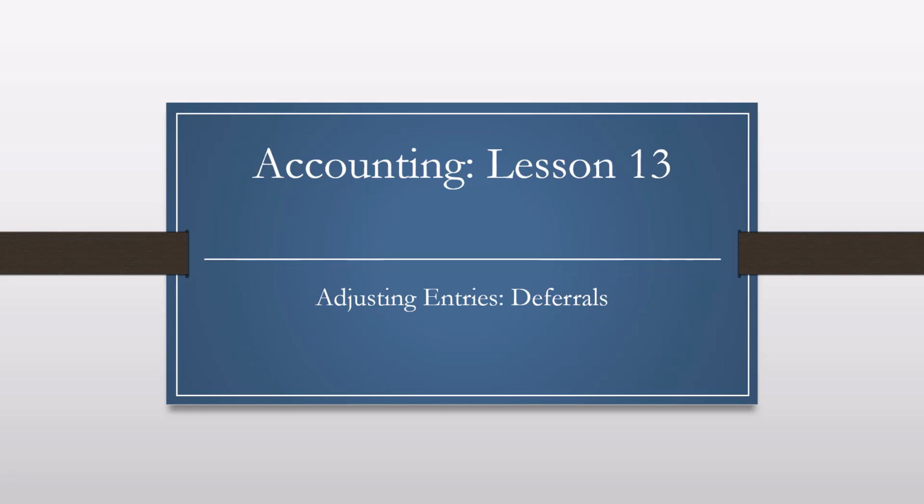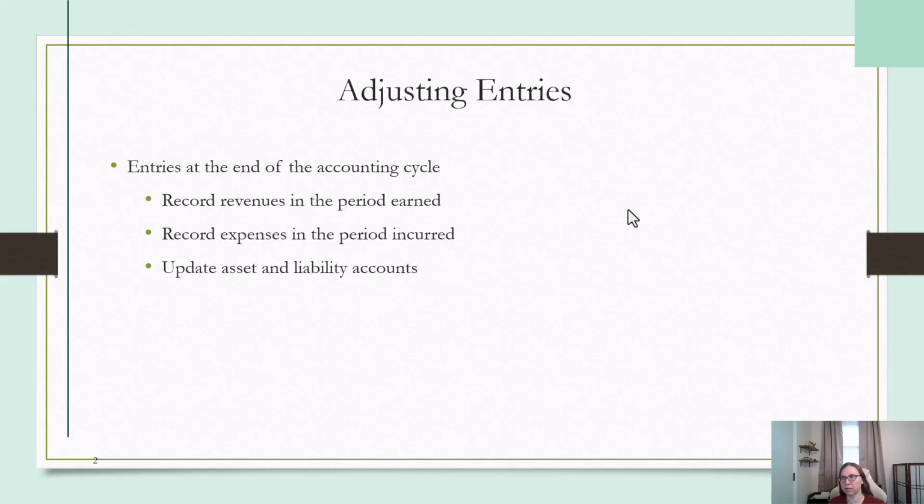In this video, I'm going to talk about the adjusting entries. This is in my series of accounting foundational knowledge, and I already started talking about adjusting entries, and in this video, I'm just going to continue on with those lessons. First of all, just as a refresher, adjusting entries are done at the end of the accounting cycle. You would be recording revenues in the period earned, expenses in the period incurred, and updating asset and liability accounts.